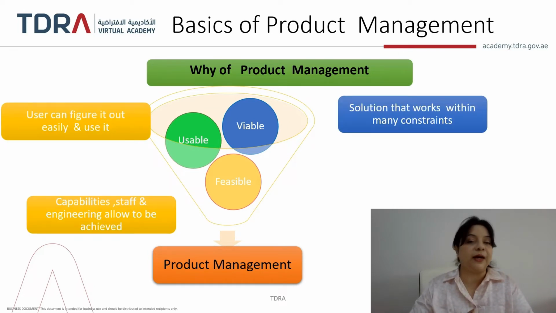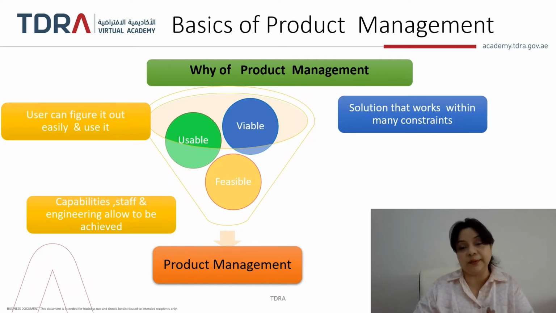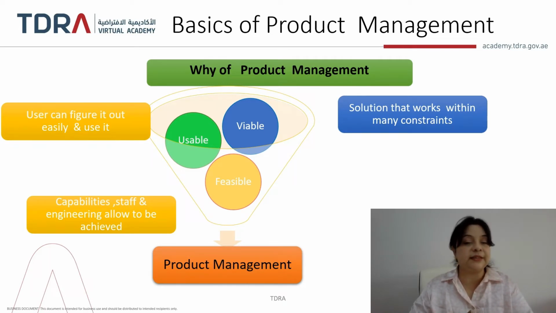When we talk about viable products, we talk about solutions that work within very many constraints, so they are viable. We talk about capabilities, staff, engineering, etc., permitting or allowing that product to take place, so it is within the capacity that makes it feasible. And then the user can actually adopt it and figure it out easily, so the usability quotient is quite high. And that is why these three things are critical to product management as a discipline.